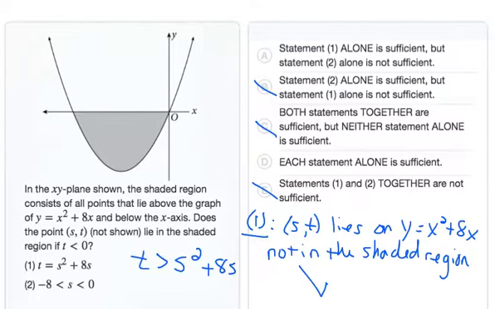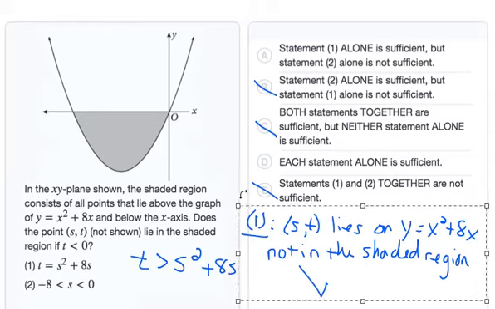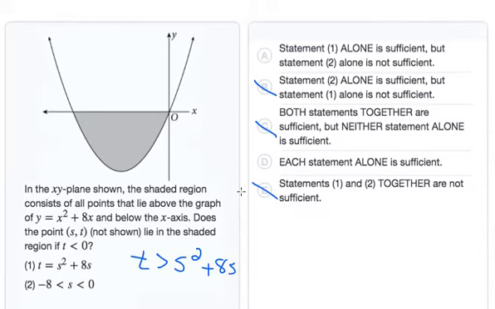So to determine which answer choice we want to choose to answer this question, we're going to go ahead and consider statement 2. So let's clear our board for statement 1, and we'll do a similar reasoning for statement 2. So for statement 2, we're given that negative 8 is less than s, which is less than 0. Now, this does not tell us if point st lies in the shaded region, since we don't know if t is in the shaded region or not.